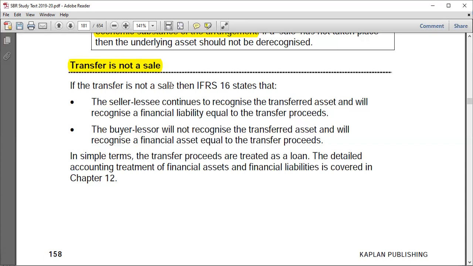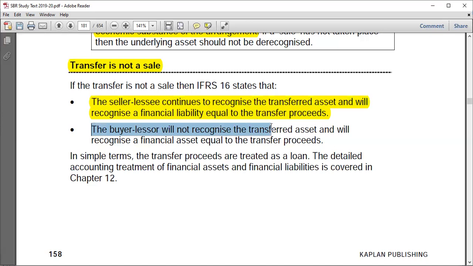So now you have a financial liability and they have the financial asset. Just like that, and everything is over. Okay, so we say that if it's not a sale, the seller or lessee continues to recognize the transferred asset and will recognize the financial liability equal to the transfer proceeds. Very, very normal.